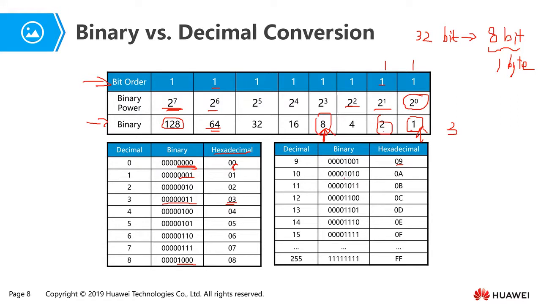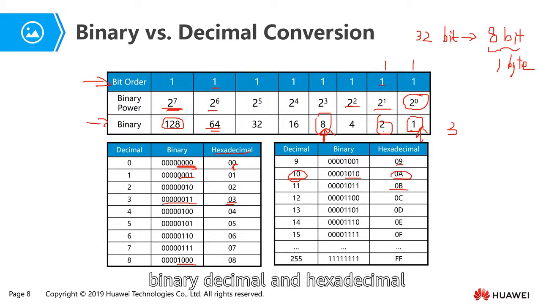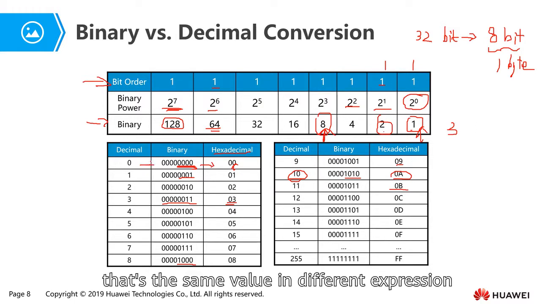And then this is 10 in decimal, but in hexadecimal this is A, and then 11 means B, and so on. This is the conversion between decimal, binary, and hexadecimal. In one row the values are equal, but in different expressions.